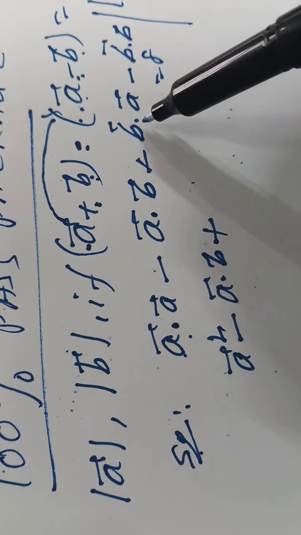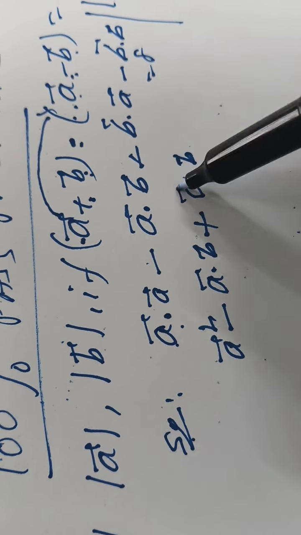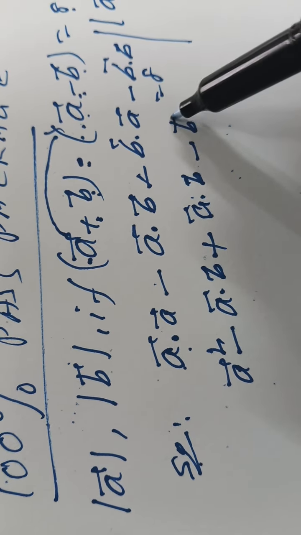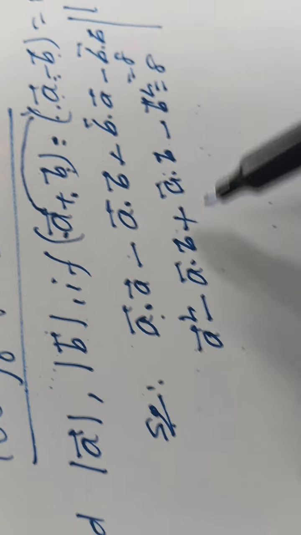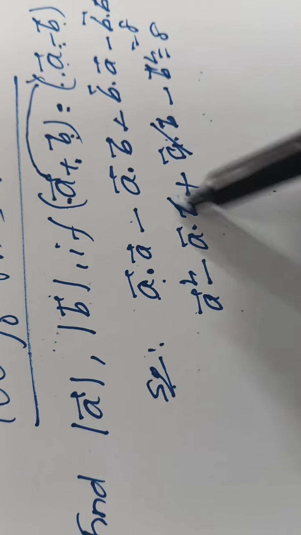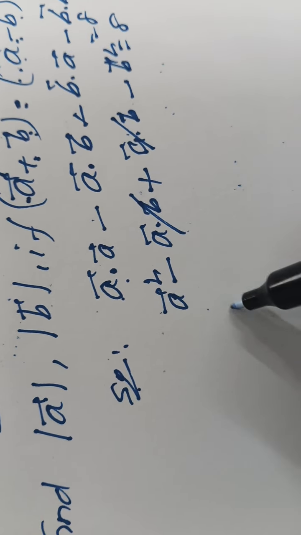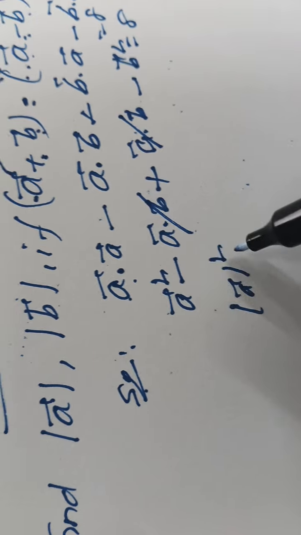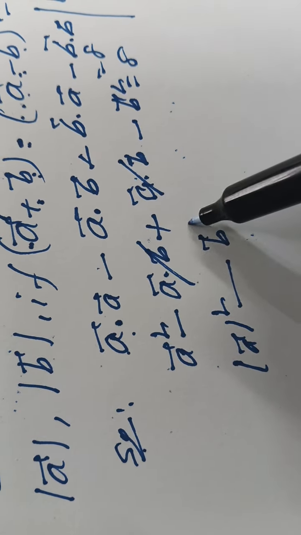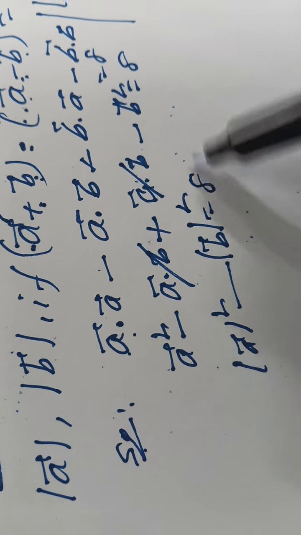dot A. In the dot product, B dot A is always equal to A dot B, minus B dot B is B square, is equal to 8. Plus A dot B minus A dot B get cancelled. Vector A square can be written as magnitude of A square minus magnitude of B square is equal to 8.